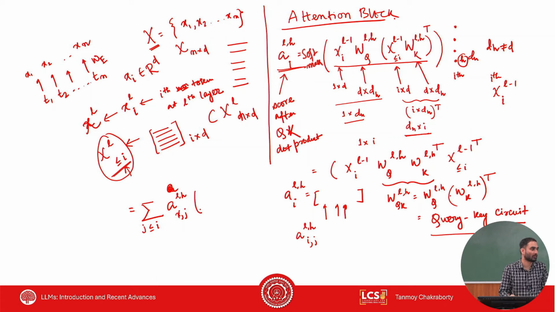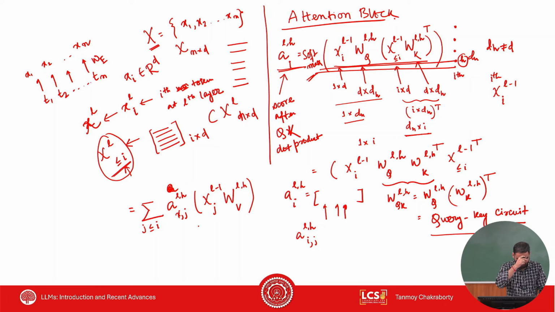This will be multiplied with the value, right? How do you get the value? For the ith word you are calculating the value, or the value will come from j. Query has already come from i, right? Keys and values will come from j. So the input for this will be x_j^(L-1), and I need a value matrix W_V^(L,H). This will give you the output.